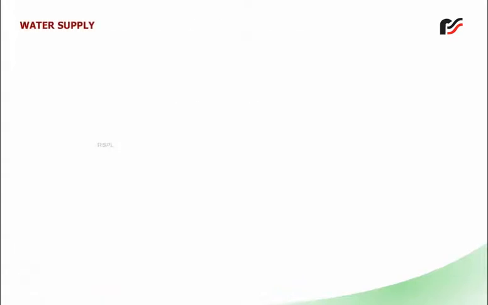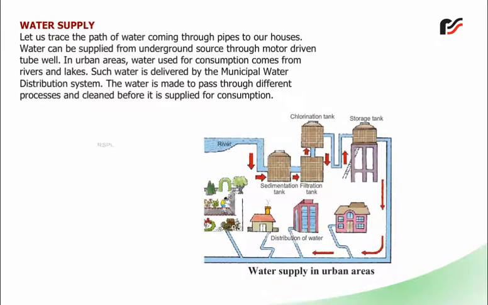Water supply. Let us trace the path of water coming through pipes to our houses. Water can be supplied from an underground source through a motor-driven tube well. In urban areas, water used for consumption comes from rivers and lakes. Such water is delivered by the municipal water distribution system. The water is made to pass through different processes and cleaned before it is supplied for consumption.